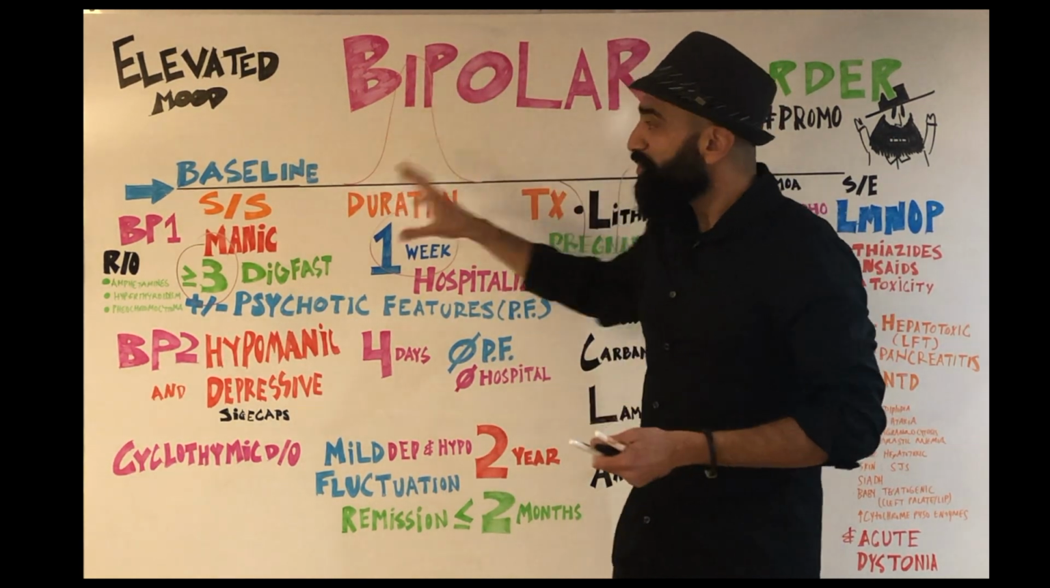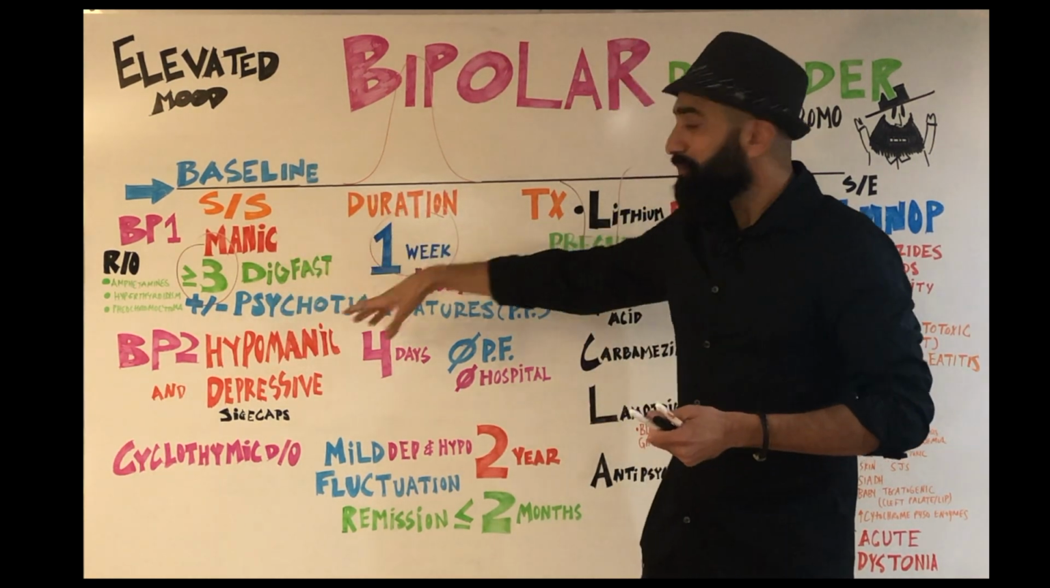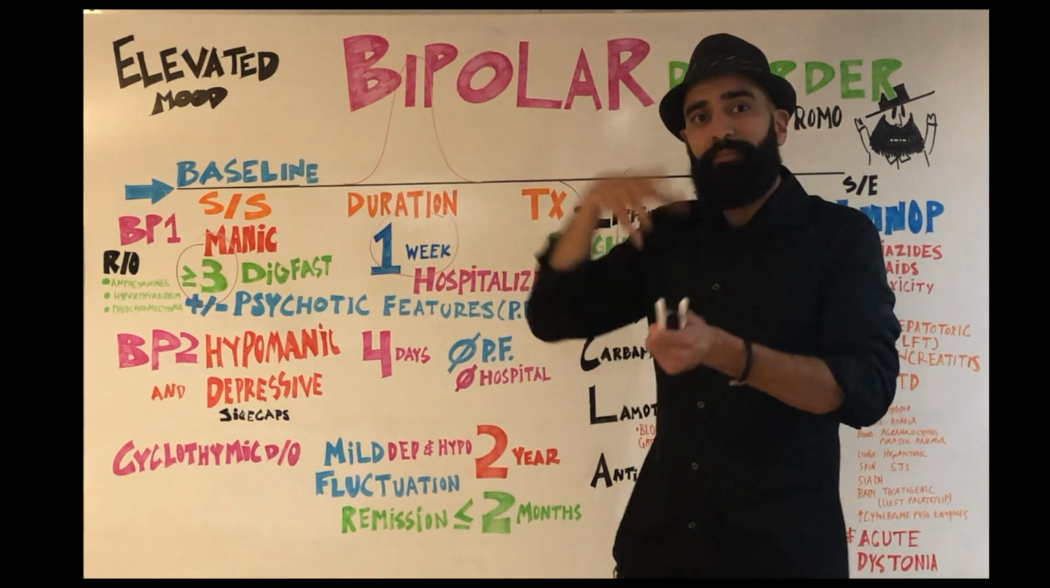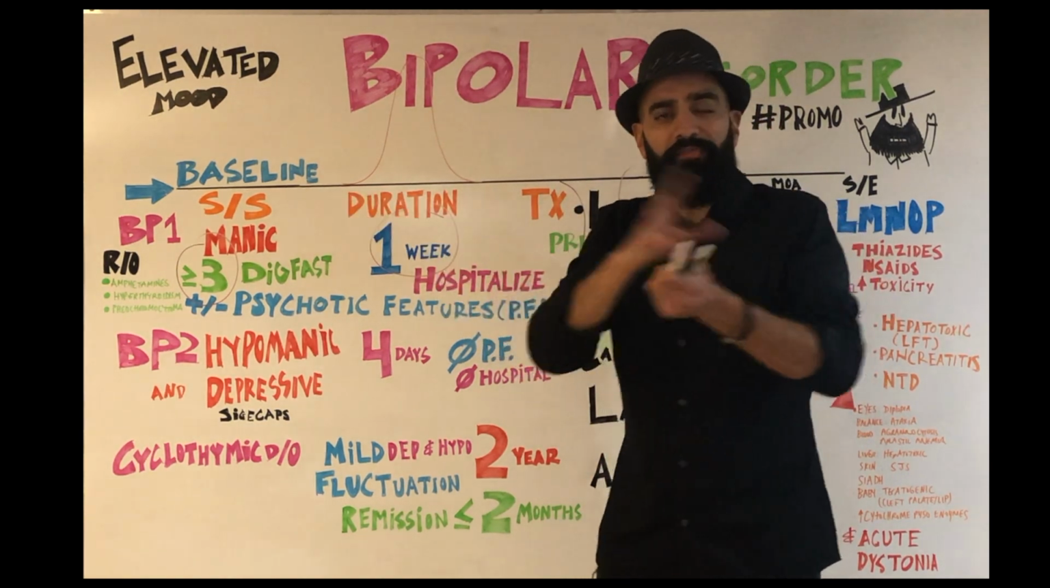For bipolar 1, again, you're looking for the main symptoms, right? You've got 3 out of the DIG FAST symptoms. They're putting themselves at risk. That's enough to say this person had a manic episode, they have bipolar 1 disorder. The depressive episode could have happened, could not have happened, but we don't need that.